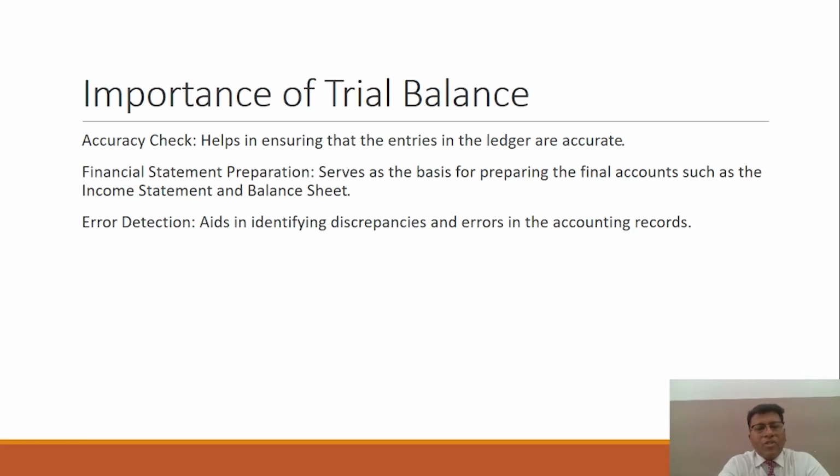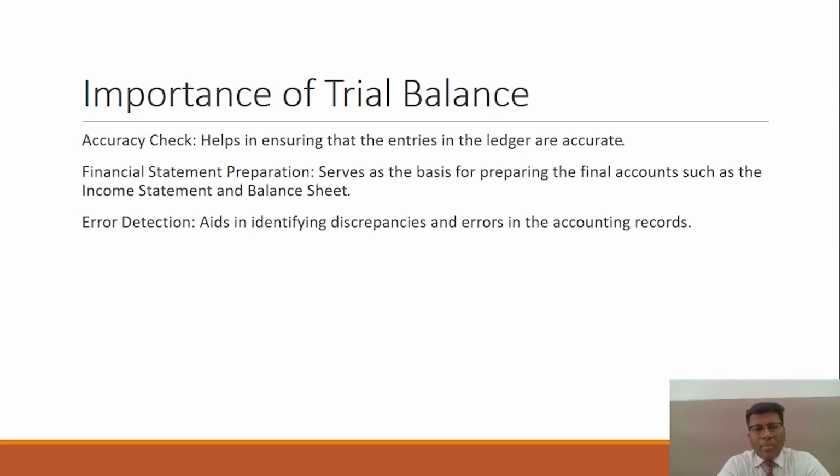So for financial statement preparation, the trial balance serves as a basis for preparing it, right? And error detection, because it helps in identifying discrepancies. If you find that some errors are there, you have to thoroughly go through your entries, that is, the journal and ledger posting, because the trial balance itself will not tell you exactly where the error is. It will just indicate that there may be some errors, if the debit and credit sides are not equal.